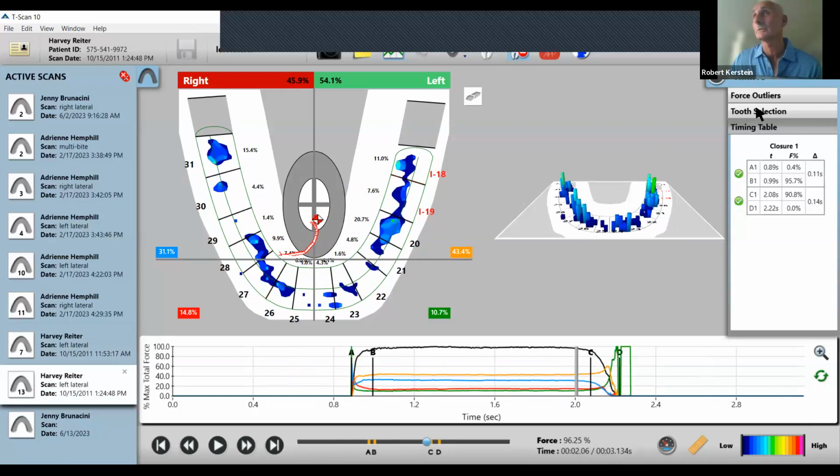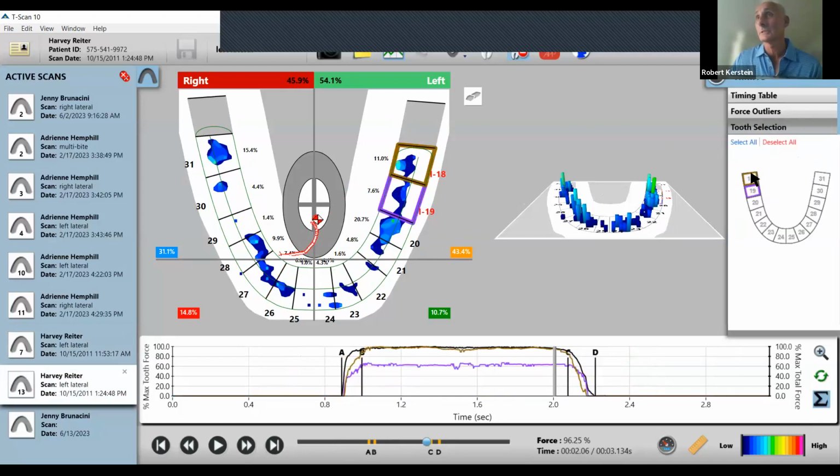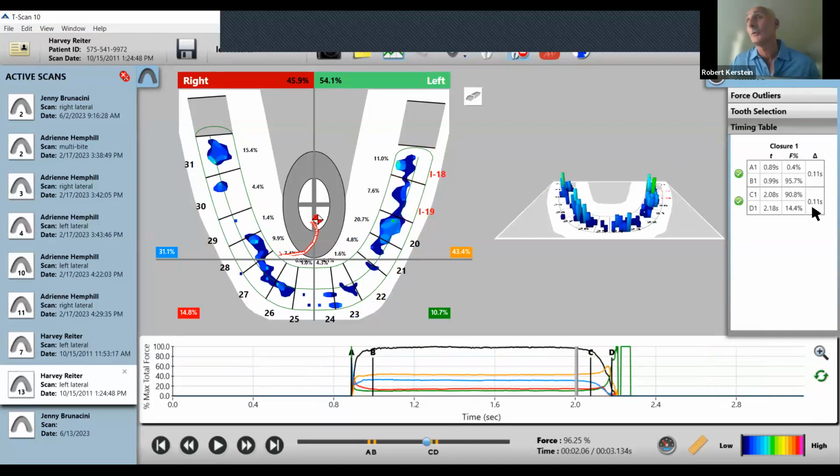We go to tooth selection. We select those two teeth. You see right here is where C is. That's where the excursion began. You see the brown line drops quickly. The purple line drops quickly. We're going to move the D line back next to them. And then we come back to the timing table. And so they disclude, instead of in 0.4 of a second, 0.42, something like, they disclude in 1/10 of a second. So 75% less are they involved in the excursion.